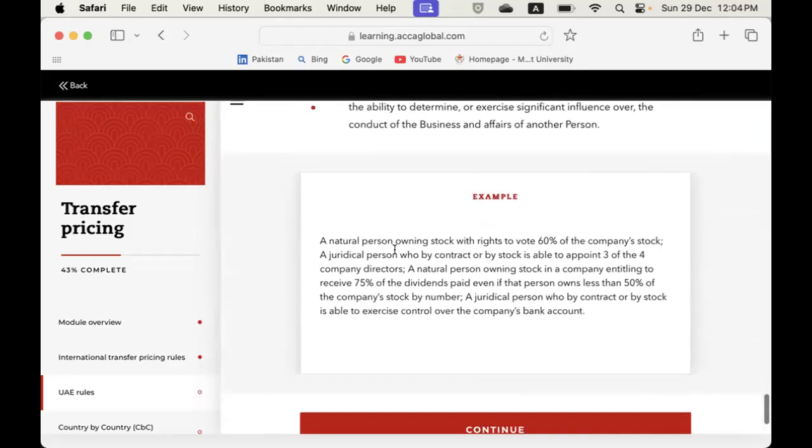Okay, thank you. A natural person owning stock with the rights to vote 60% of the company's stock. A juridical person who by contract or by stock is able to appoint 3 of the 4 directors. These are all examples of control. A natural person owning stock in a company and entitled to receive 75% of the dividends paid, even if that person owns less than 50% of the company's stock. So see, even the highest amount of profit is coming to the person. So these are some of the examples or manifestations of control. A juridical person who by contract or by stock is able to exercise control over the company's bank account.